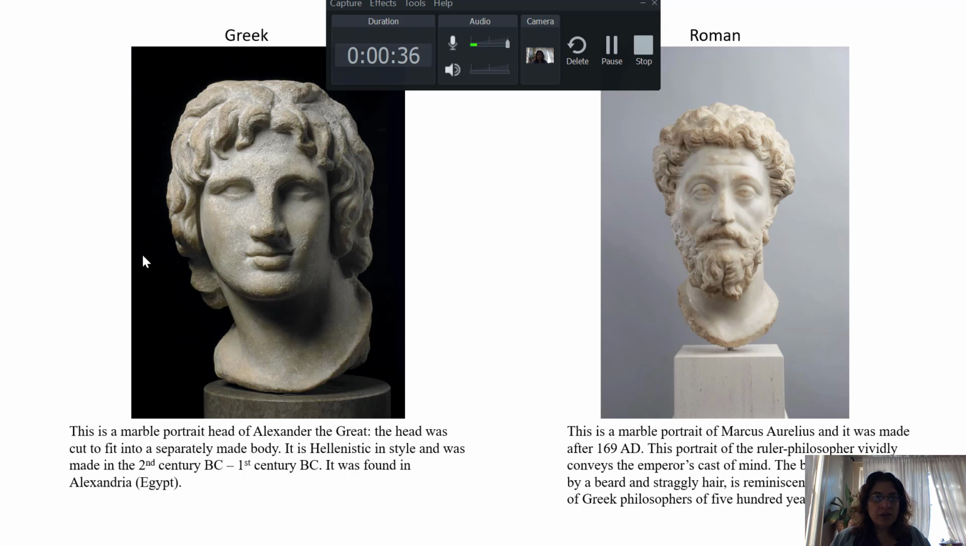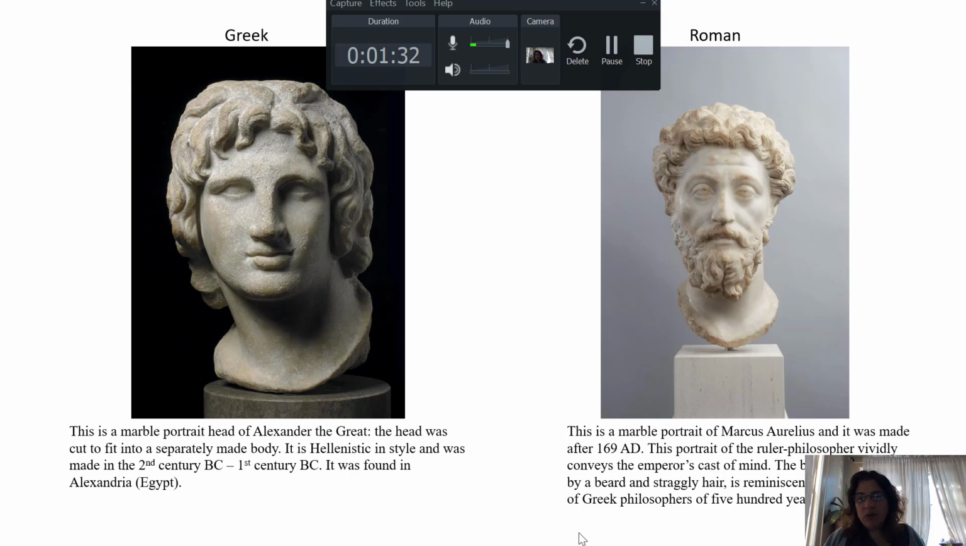Okay, so the Greek piece, this is a marble portrait head of Alexander the Great. The head was cut to fit into a separately made body, which I find interesting, that the sculpture was made into these various sections and then fit together. It is Hellenistic in style, and if you remember, that is the very last of the Greek styles that we looked at, and was made in the 2nd century BC to the 1st century BC, and it was found in Alexandria, which is in Egypt.